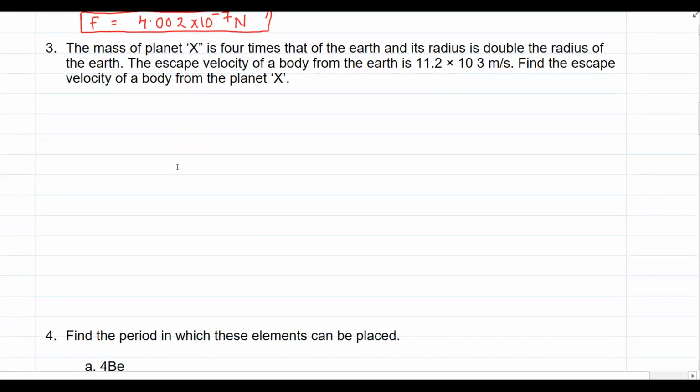Mass of a planet X is 4 times that of the Earth and its radius is double the radius of the Earth. Escape velocity of the body from Earth is given 11.2 into 10 raised to 3 meter per second. Find the escape velocity of the body from the planet. We have to calculate the escape velocity of the body from planet. So let us write first what is given.